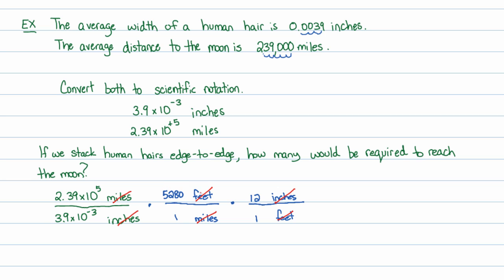So let's do this multiplication here. And remember, you can change the order of a multiplication. So this is going to be 2.39. I'm using the commutative property of multiplication here. Times 5,280 times 12 times 10 to the 5th. And I'm going to divide that by 3.9 times 10 to the negative third. Now I'll need more paper for this, so what I'm going to do is copy this and move it to another piece of paper.